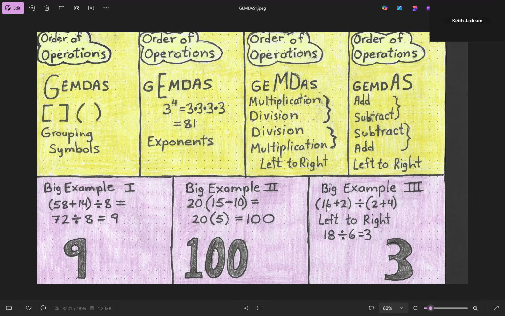And so we have 16 plus 2 right here. That will give us 18. And then we can't do anything else until we solve what's inside the parentheses right here first. 2 plus 4 will give us 6. So now we can go from left to right. And 18 divided by 6 will give us 3.